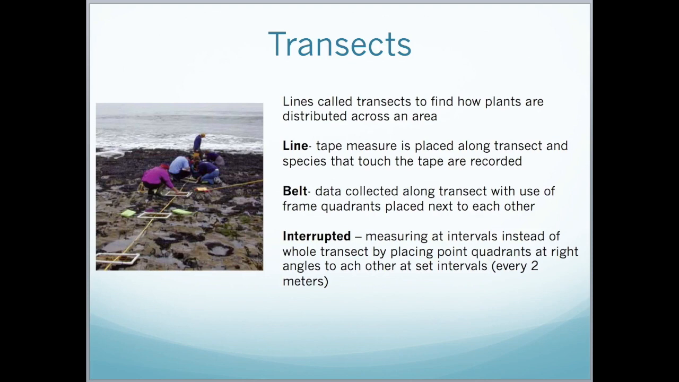Finally, we can also use some transects, and this is where we use lines to find how plants are distributed across an area. So we can either use a line transect, or a belt transect, so the data is collected along the transect with the use of frame quadrants next to each other, or they can be interrupted as shown here. So measuring out intervals instead of the whole transect by placing point quadrants at right angles to each other, let's say every 2 meters as shown here. So they're not touching, there is an equal distance between them.